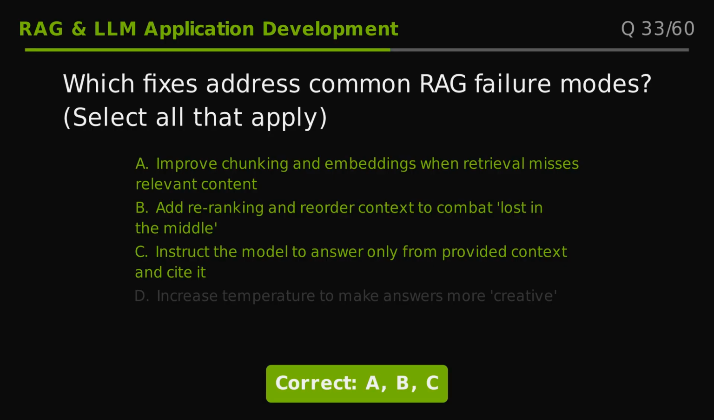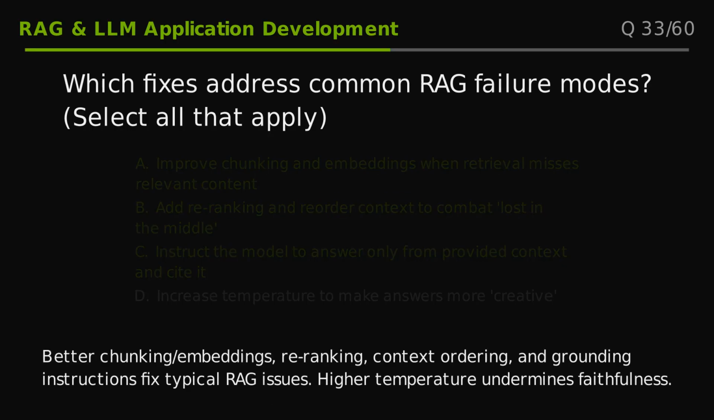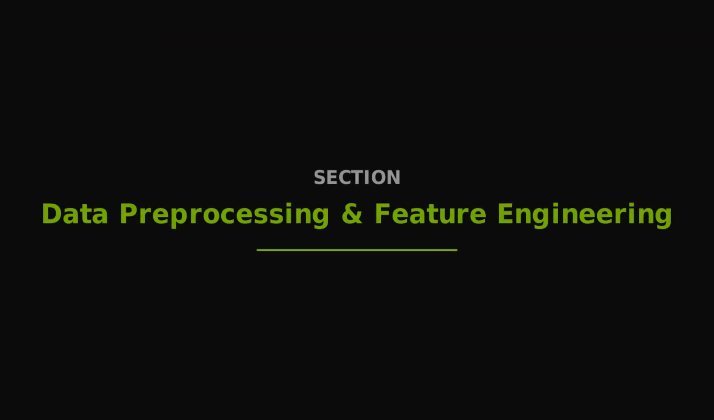The correct answers are A, B, and C. Better chunking and embeddings, re-ranking, context ordering, and grounding instructions fix typical RAG issues. Higher temperature undermines faithfulness. Next section: data preprocessing and feature engineering.